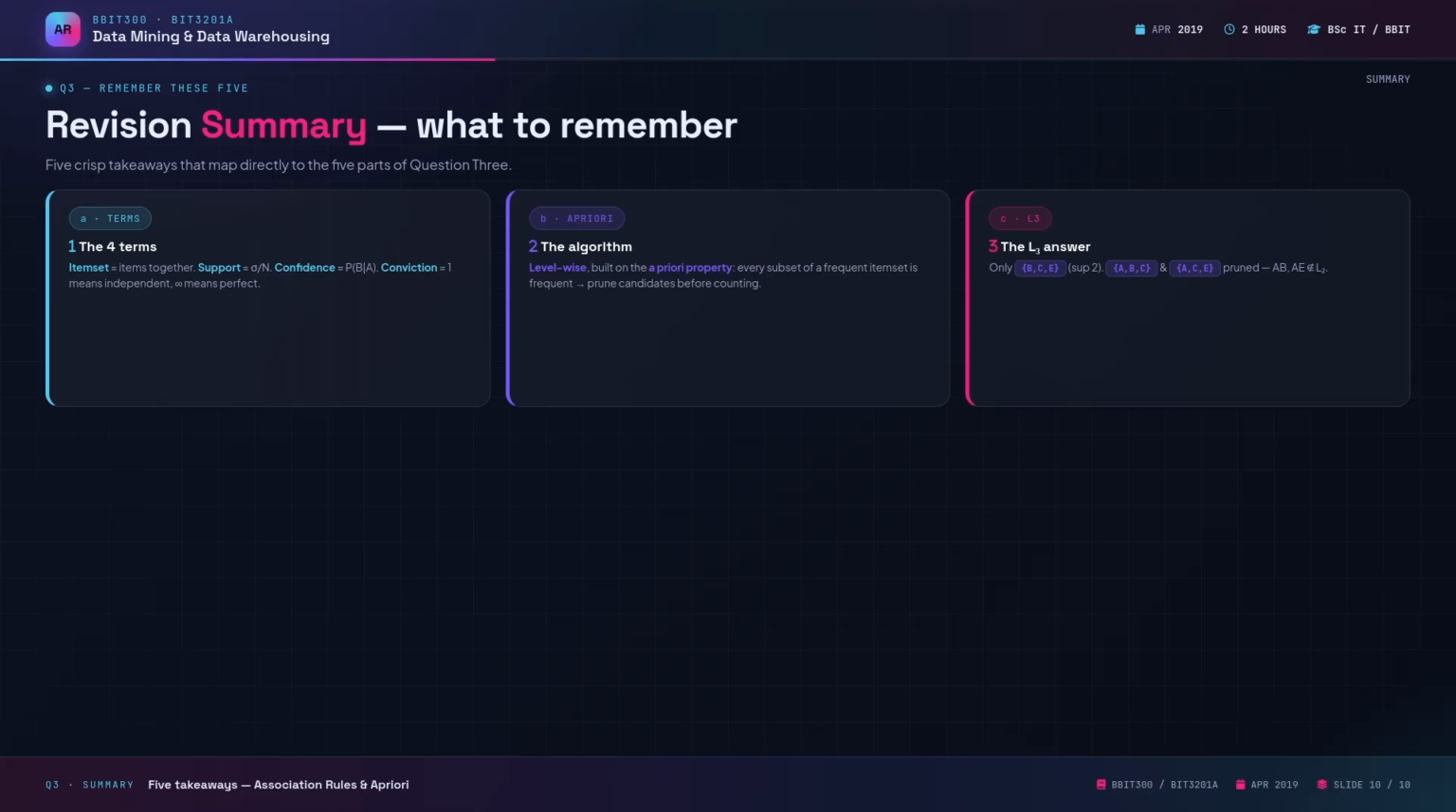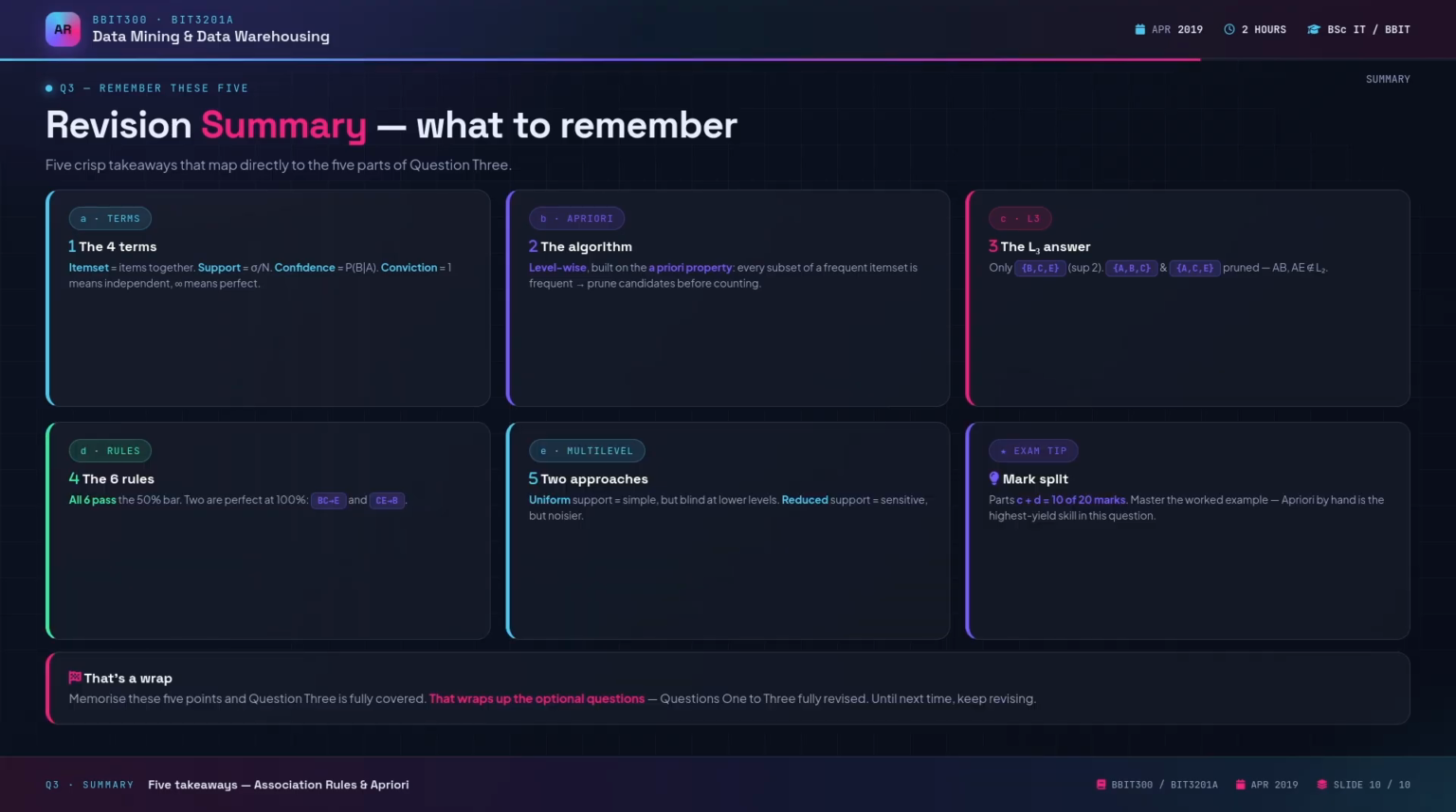And fifth, multilevel mining uses either uniform support, simple but blind at lower levels, or reduced support, which is more sensitive but noisier. Memorize these 5 points and question 3 is fully covered.